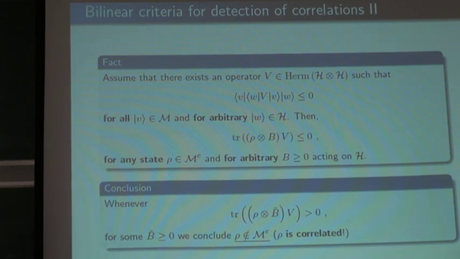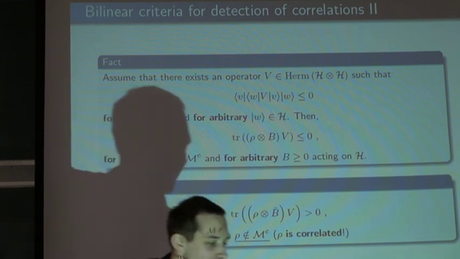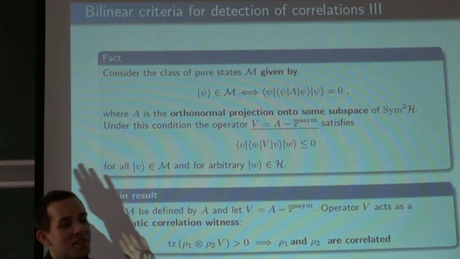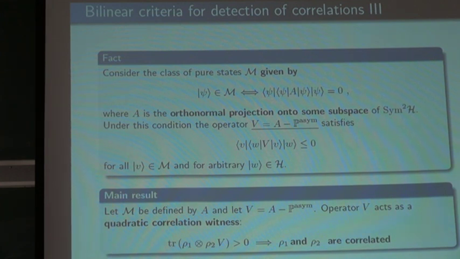The only assumption is that uncorrelated states are a convex set. At this point, yes, this is the important point only. But now I add some structure. So I want to construct this capital V. The observation is as follows.